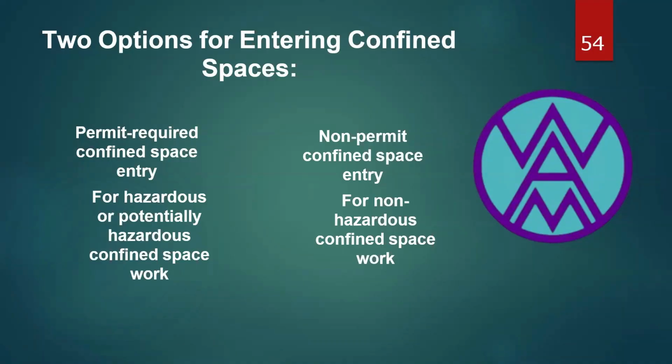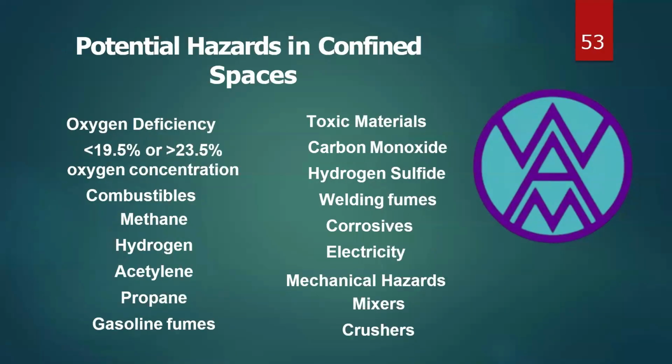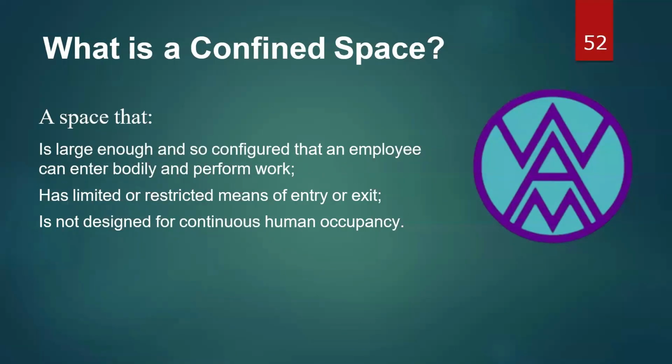Understood? Now we have a second option, a non-permit required confined space. That is a confined space that does not have any lack of oxygen or high oxygen levels, there are no toxic gases in it, there is proper lighting and proper ventilation, like there is no hazard in that confined space. But it's still a confined space because it complies with this definition, these 3 points. Understood? That will be considered a confined space, but you will not require a permit for that place.